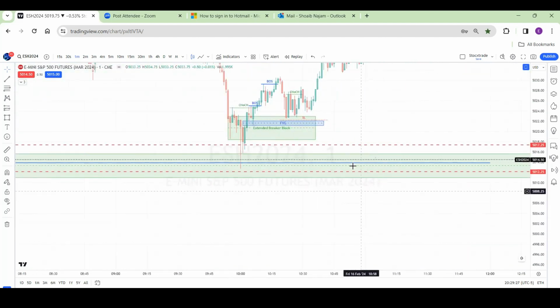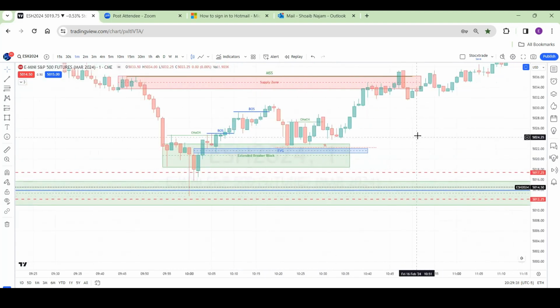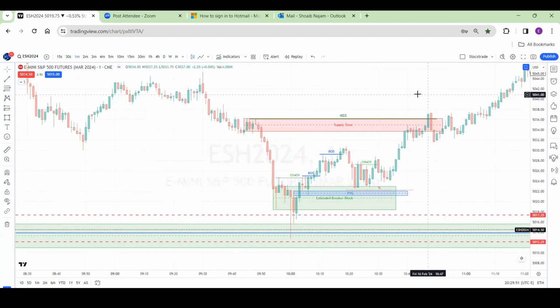So we saw that the market came into the high time frame demand zone. After that, it is giving me the same items. Like every time I mention, we need a change of character before the reversal. If there is no change of character, no need to take the trade. Just leave that trade.